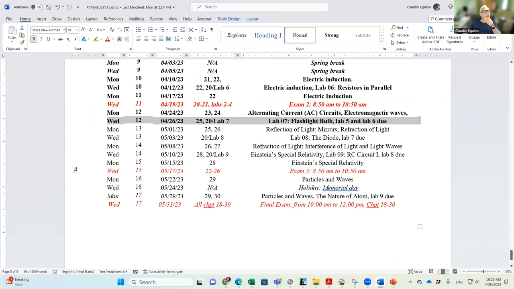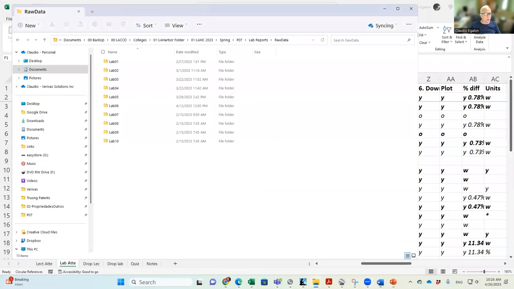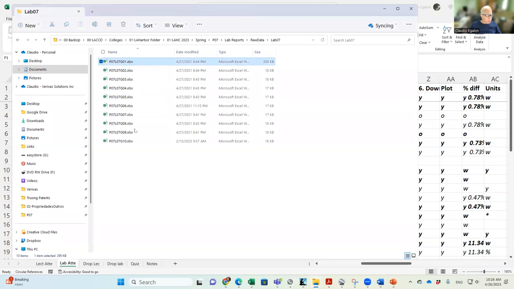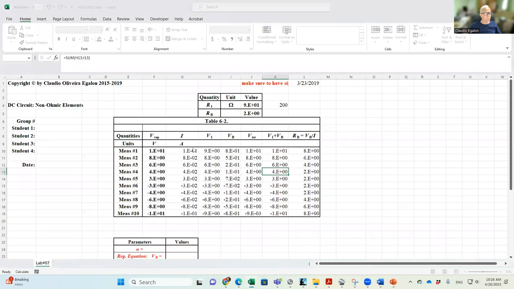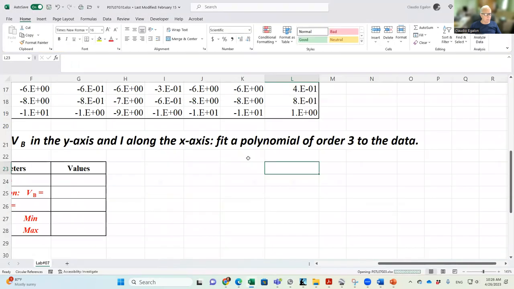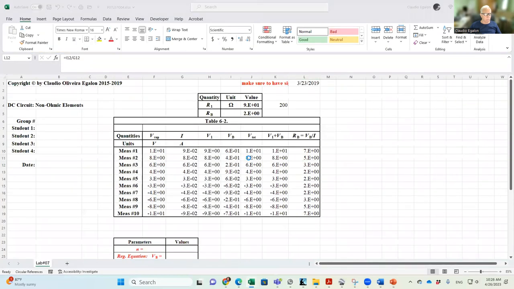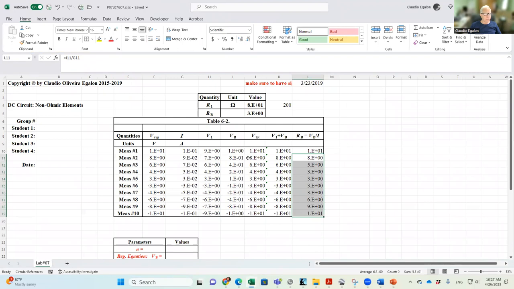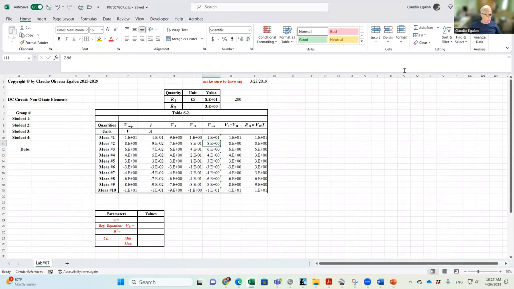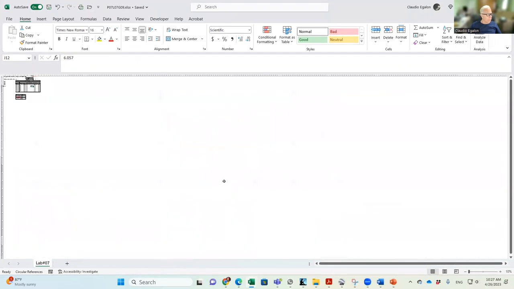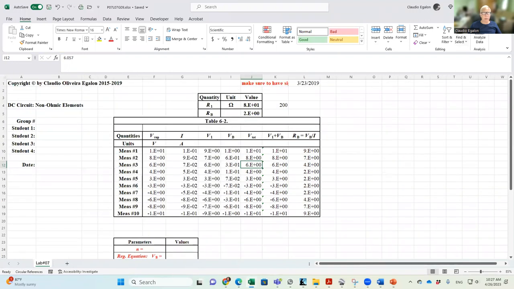That's going to be lab seven. We're still doing circuits. This is another type of circuit that is going to be using the flashlight bulb. There's a difference between the flashlight bulb and the other resistors that we use, a different behavior. I'm going to help you out here and make sure everything is okay in those documents. Everything seems to be fine. This one is going to be a shorter one.